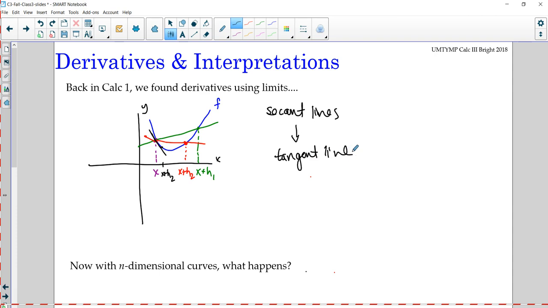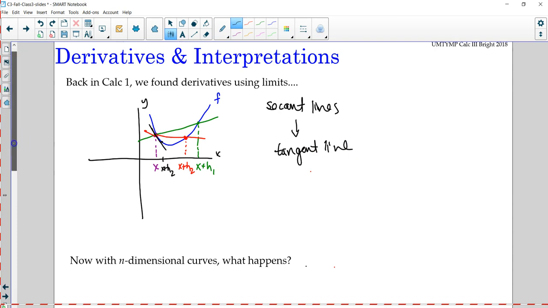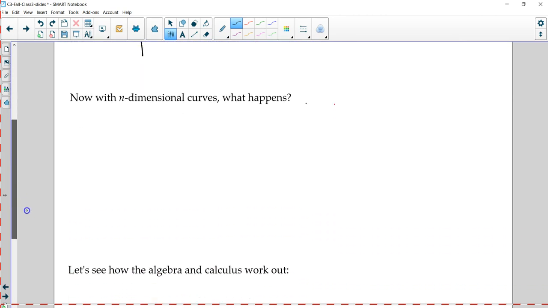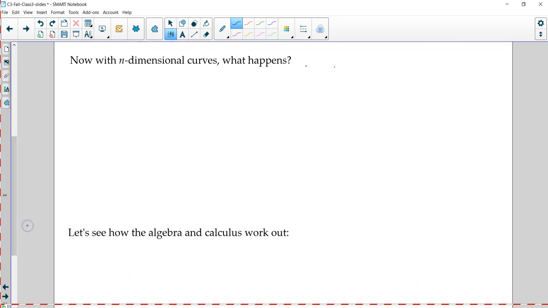Okay, so that was in 2 dimensions, right? What if we have now n-dimensional curves? Okay, well, let's look at an n-dimensional curve. I'm just going to draw one here, and I'm going to look at this point right here. I should actually name my curve. All right, we have curve C progressing that way.